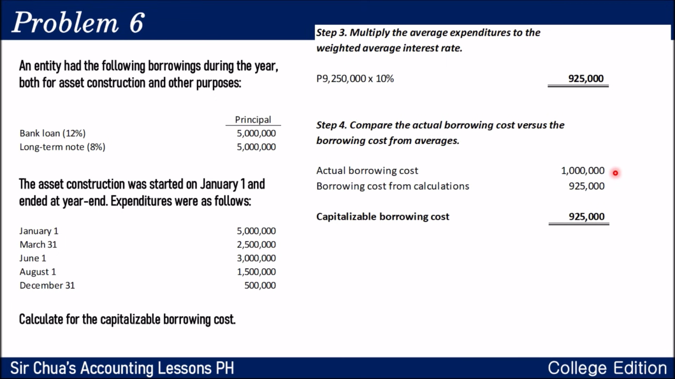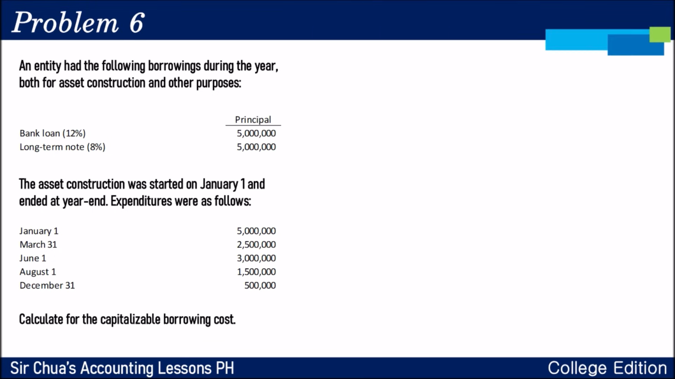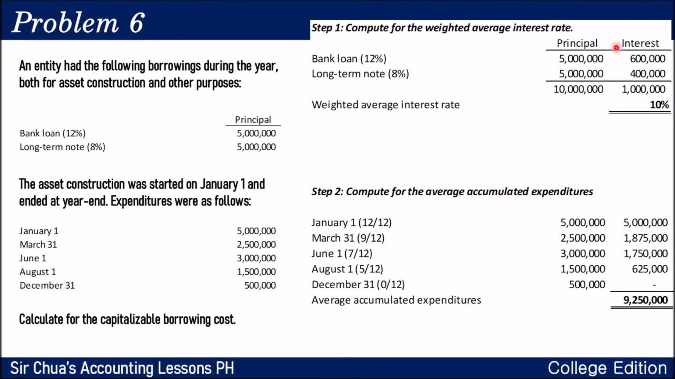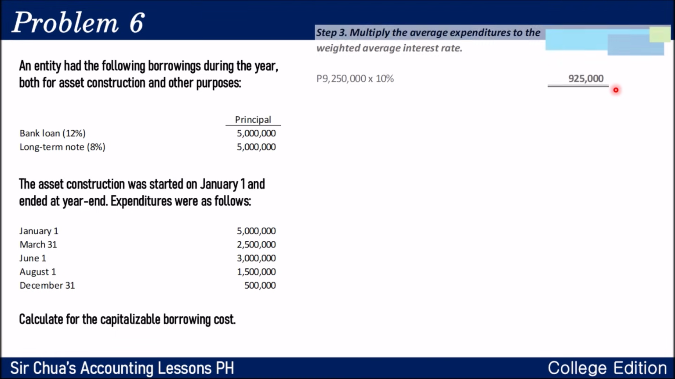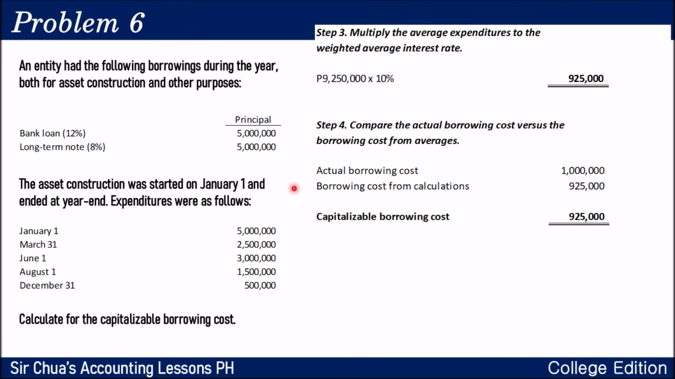Okay? Now, i-compare po natin yung actual borrowing cost versus dun sa nakuha natin from the average percentages. Okay? Ang actual borrowing cost po natin ay 1 million. Saan galing yung 1 million na actual borrowing cost? Ito po, oh. Ayan, ito po yon, yung 1 million na interest. Yun po kasi yun talagang alam nating yun na mismo yung interest eh. Okay? Pero, i-compare po natin dun sa borrowing cost from the calculation, which is the smaller one, which is 925,000.